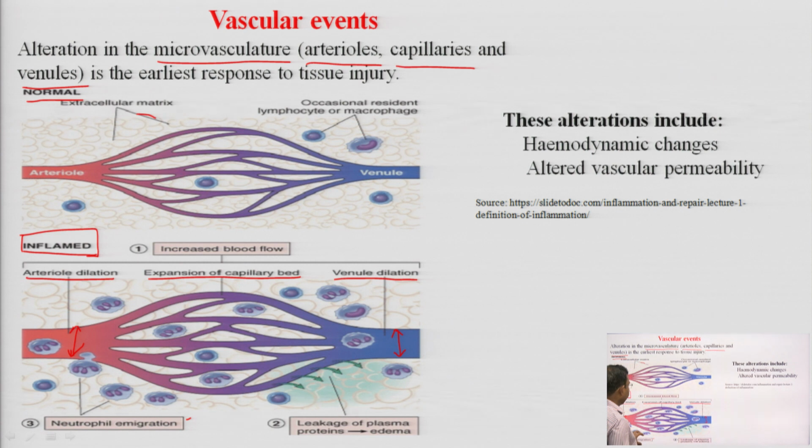Neutrophil immigration will happen. Here you cannot see neutrophil immigration. But here it is very prominent: leukocytes, as neutrophils, have come out from the blood vessels, and there is leakage of plasma proteins. Plasma and proteins are leaking from inside the blood vessels to the extracellular space, and it is causing edema. Okay. This is causing edema.